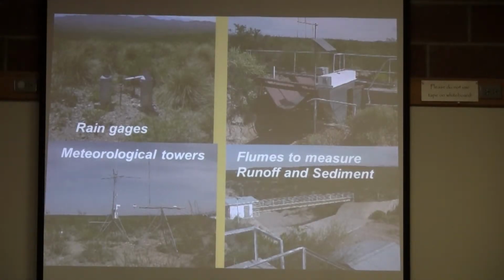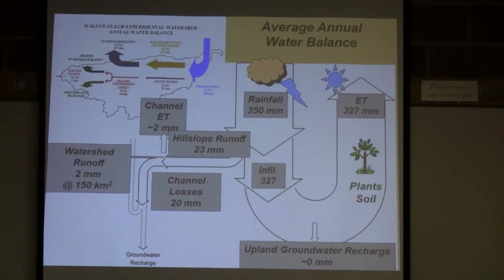We use rain gauges, meteorological towers to measure the atmosphere. And we use flumes, again, to measure runoff and sediment, either on these small watersheds or these big parts of the watershed. And after you do these measurements over a lot of years, then you can start to come up with a water balance for Walnut Gulch.